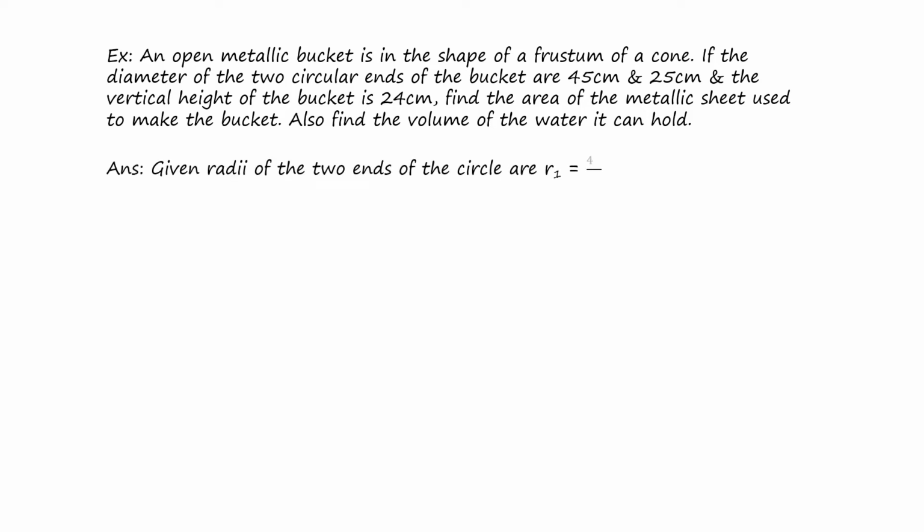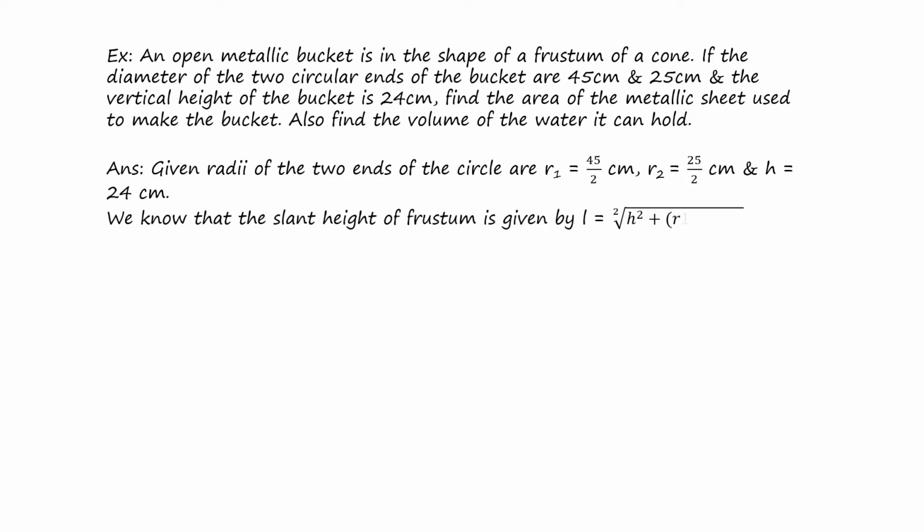Given, the radii of the two ends of the circle are R1 equals 45 by 2 centimeter and R2 equals 25 by 2 centimeter, and H is 24 centimeter. We know the slant height of the frustum is given by the square root of H square plus (R1 minus R2) whole square. Putting the values, we get L equals the square root of 24 square plus (45 by 2 minus 25 by 2) whole square, which is nothing but 26 centimeter.